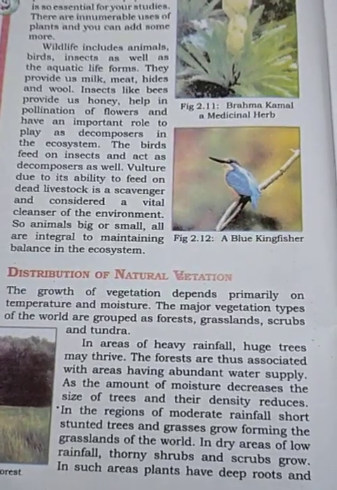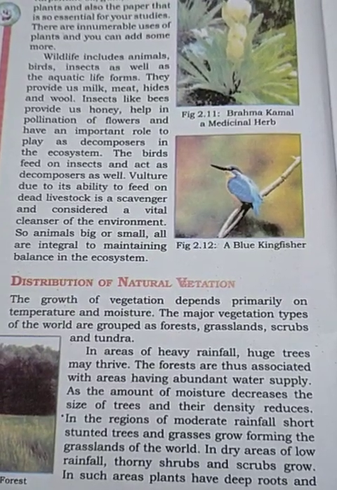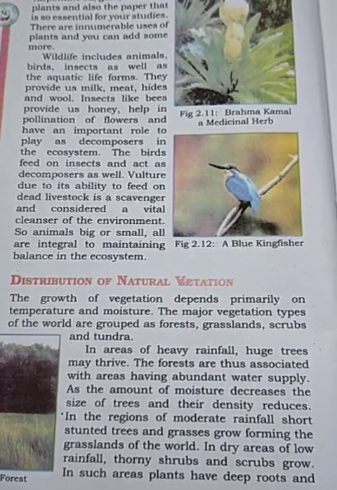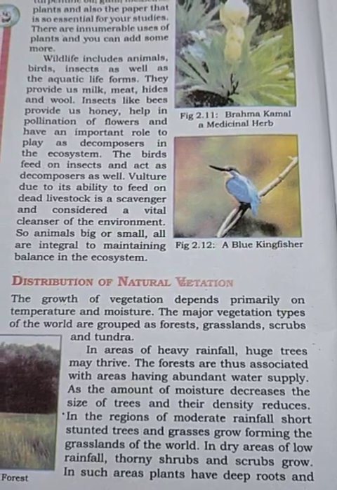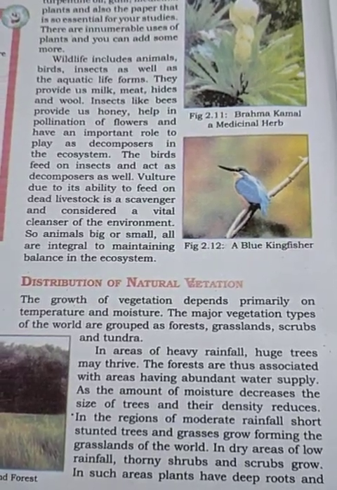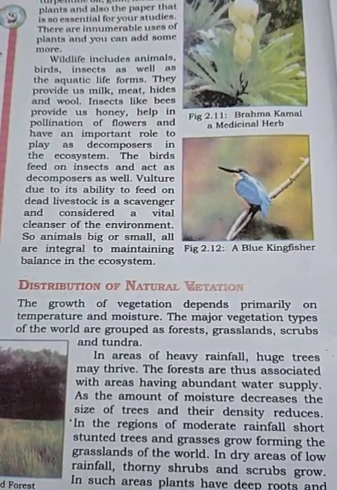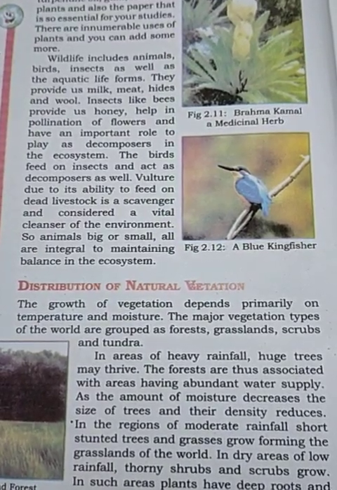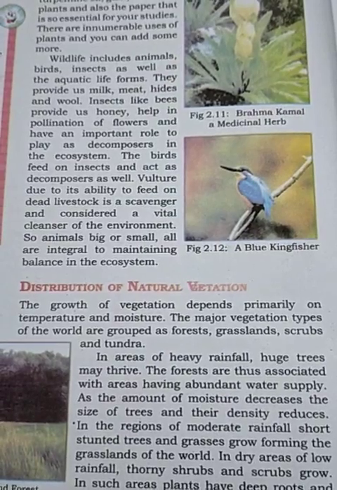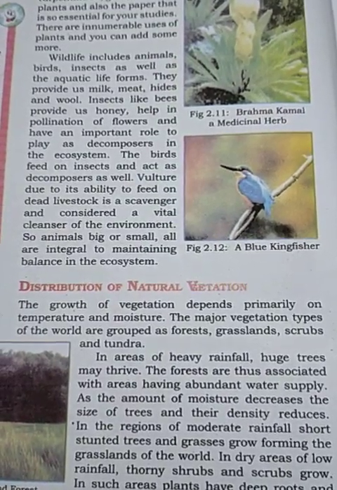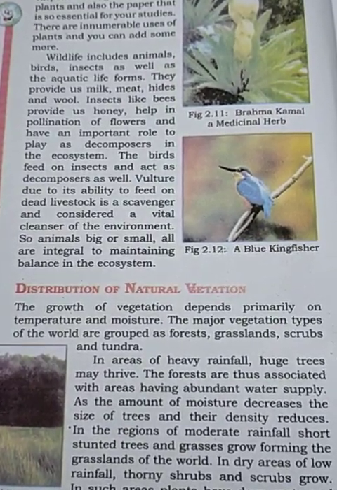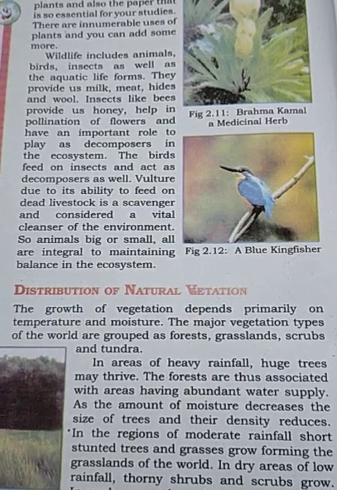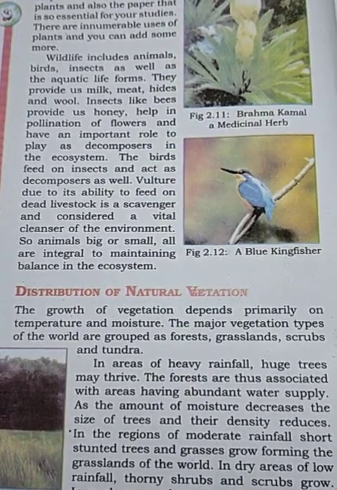Now wildlife. What is wildlife? Wildlife is animals, birds, insects, including water animals. Put together, they give us milk, wool, meat, etc. Birds feed on insects and act as decomposers, or we can say they help in keeping the environment clean. So all kinds of animals help in maintaining the balance in the ecosystem.